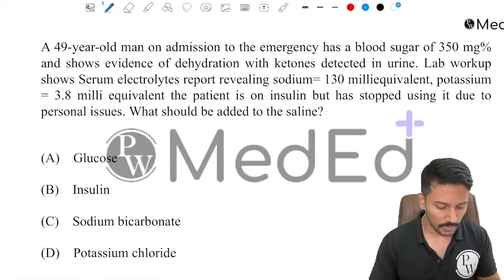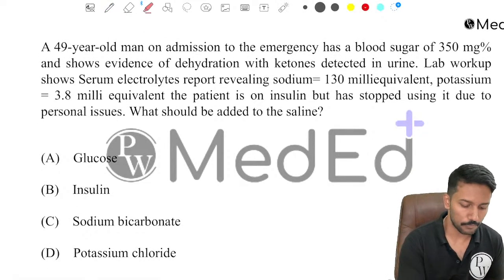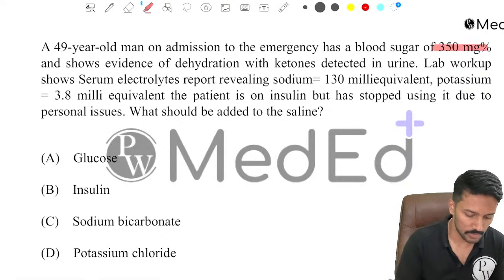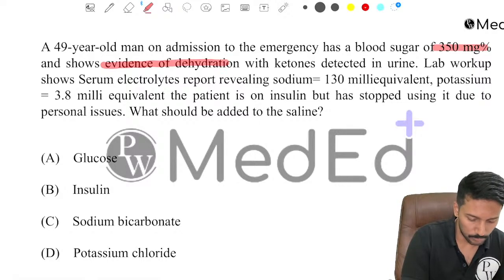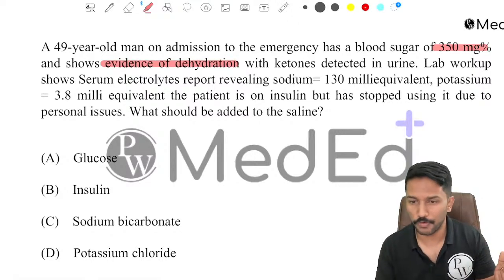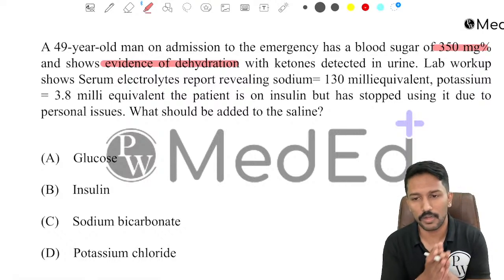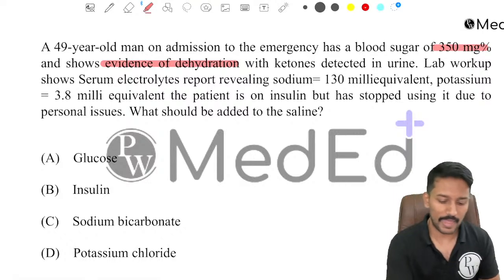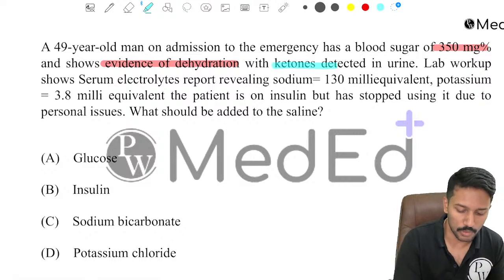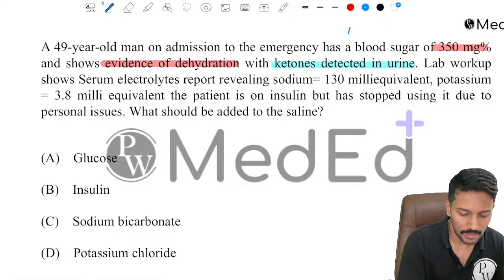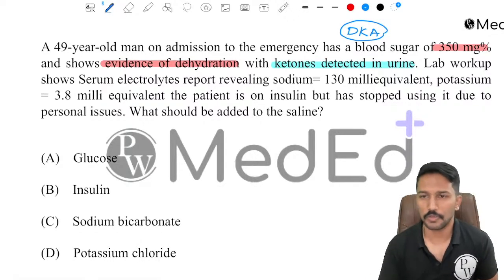Okay. Next question. In this question, we have a 49-year-old man who was admitted to an emergency room with a blood sugar level of 350 milligrams, and he looks dehydrated. The moment you say that blood glucose is more than 250 and the patient looks dehydrated, what should come to your mind? Yes, we should start thinking about diabetic ketoacidosis. And as expected, this is also a case of diabetic ketoacidosis because ketones are detected in urine. So this is a classical case of diabetic ketoacidosis.